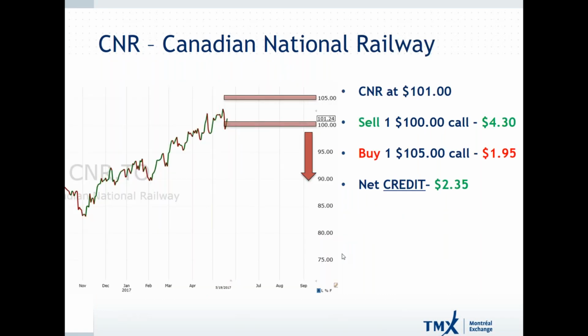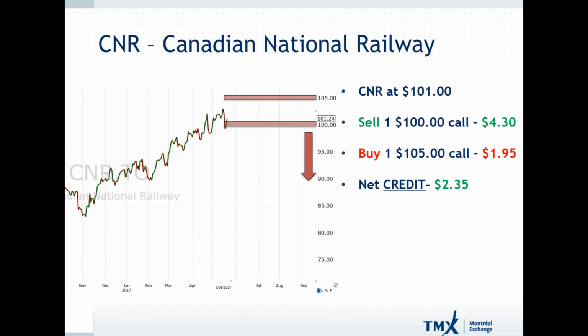So if we take a look at this example utilizing CNR again, with it trading around the $101, we have an expectation that the stock is likely going to drop below that. So what we want to do is look at the call option. Now this kind of seems counterintuitive, I know, because a call option we always associate with a bullish market, right? But remember, it all depends on what side of the trade you're on. And so in this case, we're not buying the call, we're selling the call.